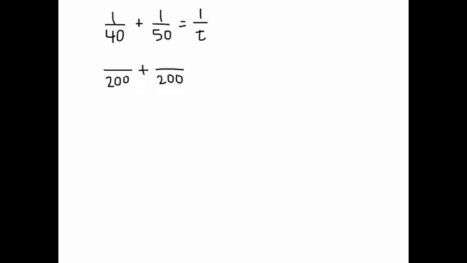So we can get the first fraction to have a denominator of 200 by multiplying top and bottom by 5. That gives us 5/200. And for the second fraction, we can multiply top and bottom by 4, and we end up with 4/200. And that still equals 1/t. So now we can combine the two fractions now that they have the same denominator. So we get 9/200 equals 1/t.